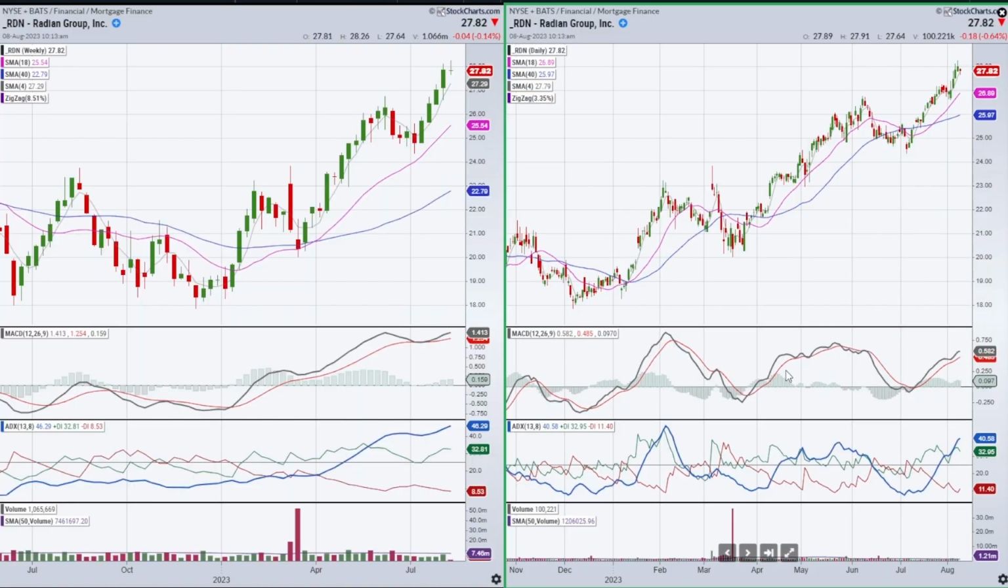I want to use RDN. On the left side, I've got this strong move to the upside, confirming MACD. I get a pinch play. Look at the strength of the ADX. Look at how the DI line comes back and holds at 25. So that's our simple pullback here. All you're doing is going up and pulling straight back.